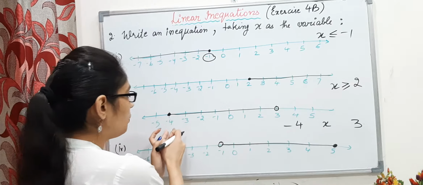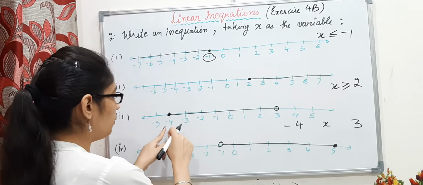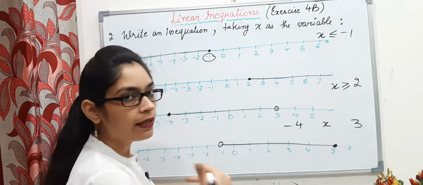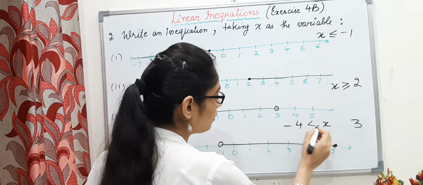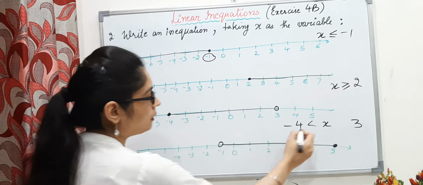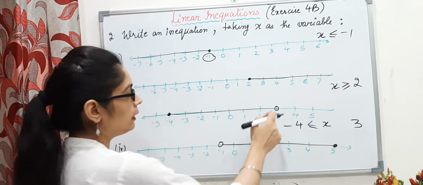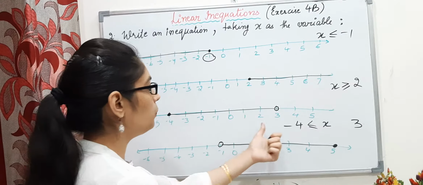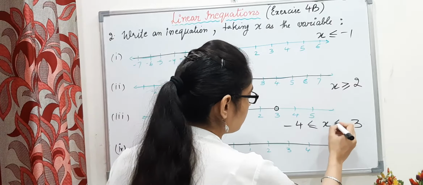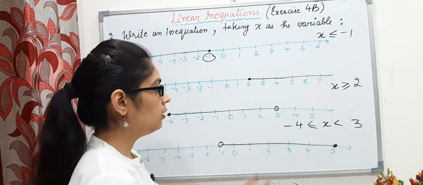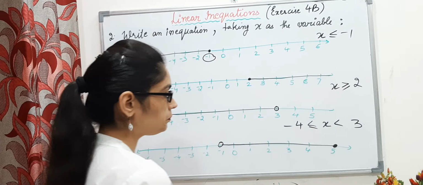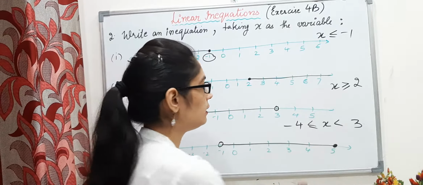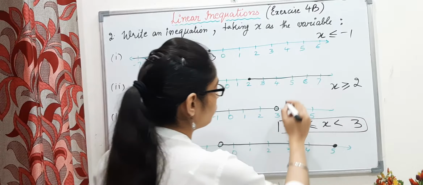The line is from -4, if I see, from -4, the line is towards right side. Right side means greater than, and dark dot means equal to also. Now from 3, if I see, the line is going towards left side. Left side means less than, with x we have to see, and circle means only less than. So this is x is greater than equal to -4 and it is less than 3. So this is the inequation for this line.